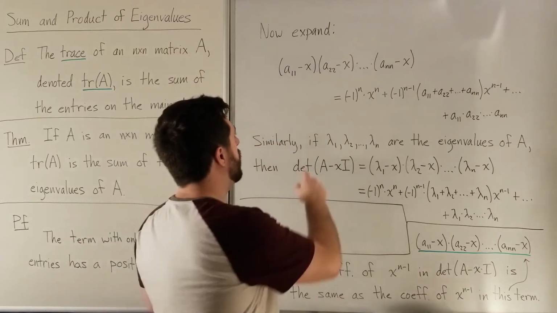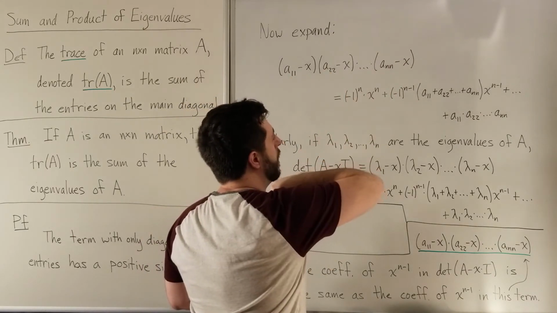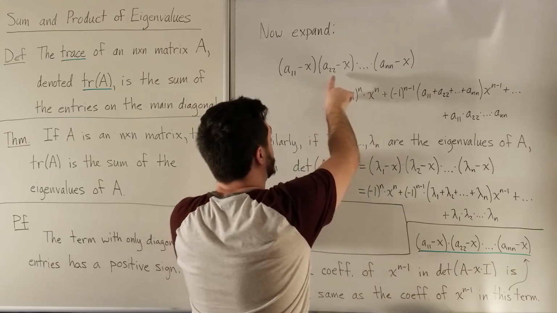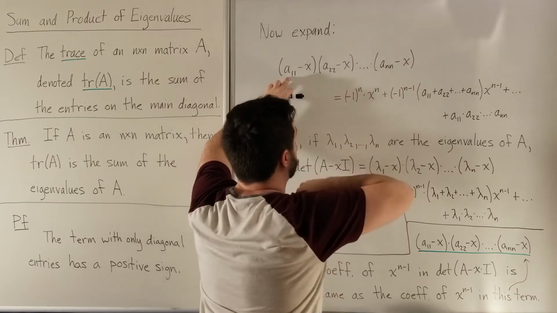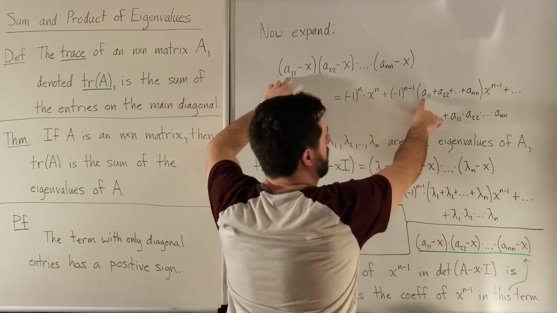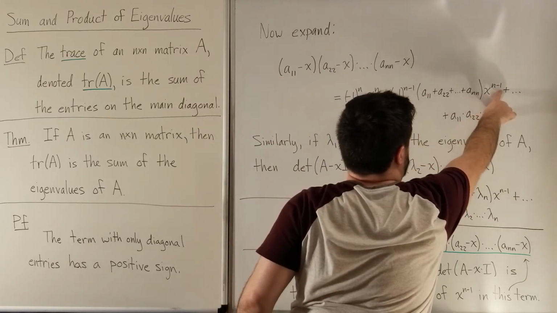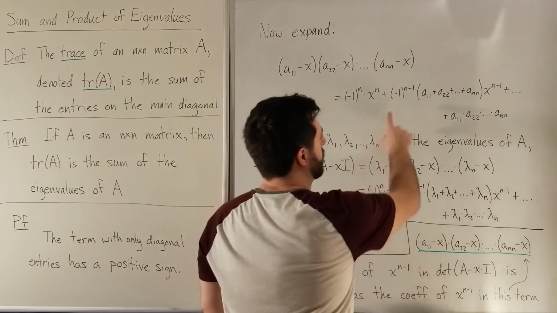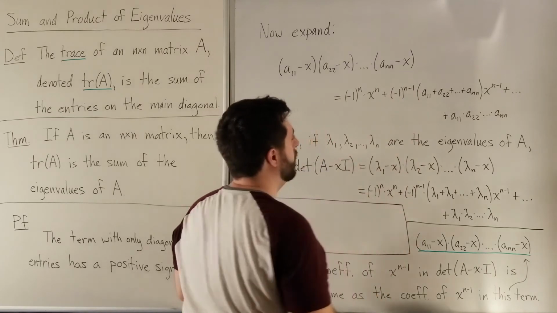So we're going to choose one of these to be the number, and the rest of the choices are going to be the x. So here I'm going to choose the number a11, and then multiply it by this x, and the next x, and the next x, etc. So that's going to contribute a11 times x to the n minus 1, and then each of the x's have a negative sign on them, so I also have a factor of -1 raised to the same n minus 1.